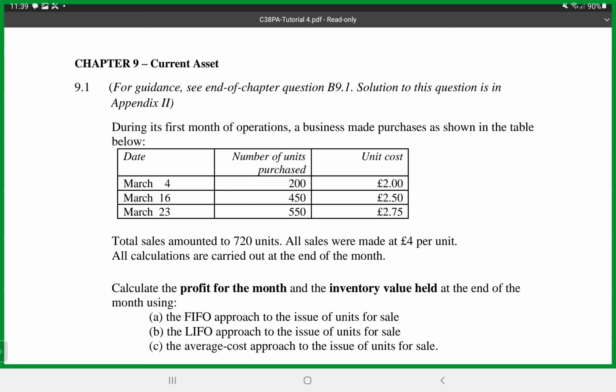First in, first out. How do you do inventory valuation using first in, first out? This is very, very important for you to understand. And I will draw a very simple table for you, to show you how we value the closing inventory.